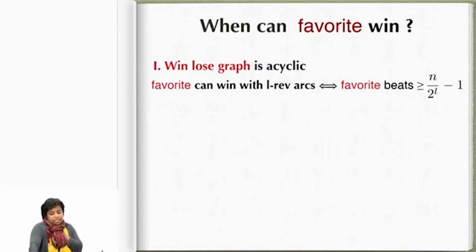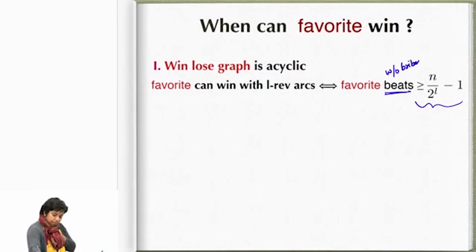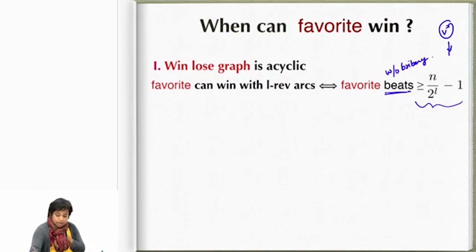It turns out that favorite can actually win this, where L arcs have been reversed, if and only if there exists some such set of players. There exists at least this many players that favorite actually beats. And this beat means in the original graph D, without bribing. This part means without bribery, meaning these arcs are V star to this arc, non-blue arcs.